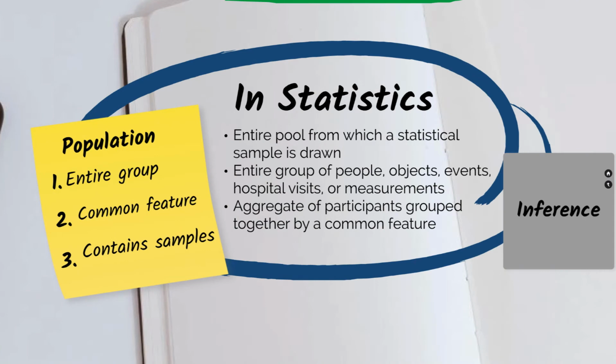In statistics, our population is an entire pool from which our sample is drawn. So again, it may be an entire group of people, but it could also be objects or events. It could be hospital visits, it could be hospitals, it could be physicians, it could be water samples. It could be an aggregate of participants grouped together by a common feature. So our population in statistics is an entire group with a common feature of which we can take samples to do some data analysis on. What we want to do is use a sample to make inference back to the population.